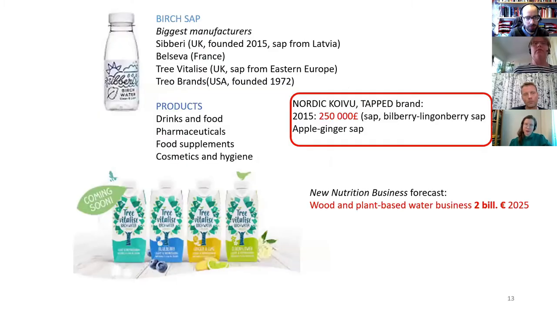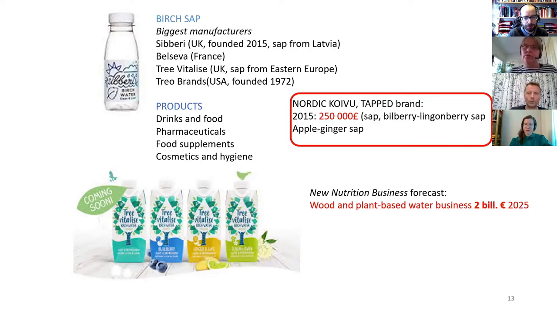Some examples from birch sap. The biggest manufacturers have not been from the Nordic countries so far, but from the UK, USA, and France, but they are using sap from Eastern Europe and Latvia, for example. Products can typically be drinks and food, pharmaceuticals, food supplements, cosmetics, and hygiene. The Finnish Nordic Koivu and their tapped brand sold in 2015 worth £250,000 of their sap products.